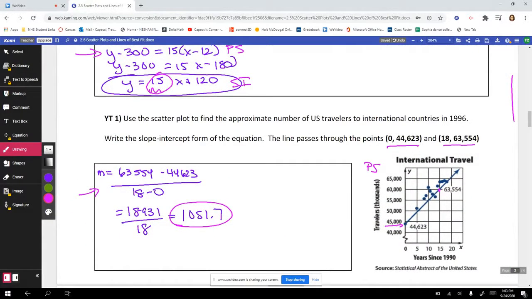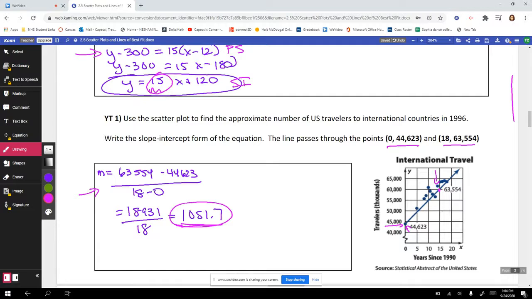Okay, let's look at our last example. Use a scatter plot to find the approximate number of U.S. travelers to international countries in 1996. Write the slope-intercept form of the equation. The line passes through these points. Again, I picked points here because as a teaching tool, it's a little easier if we all use the same points. So we're given this point right here, and we're given another point up here. Again, you can pause the video and see if you can figure out what the slope is.